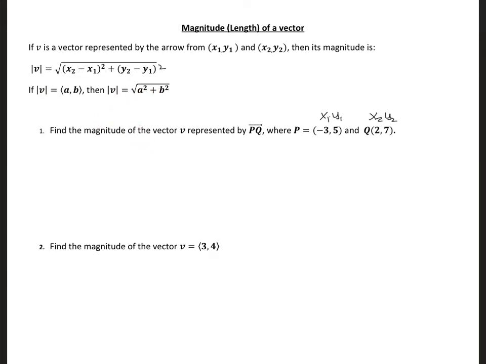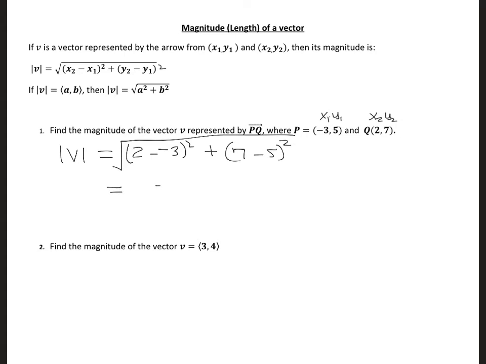So let's look at an example. Here we are given a vector v represented by PQ, where P is equal to that point and Q is equal to that point. We are going to find the magnitude of v. This is given by x2, which is 2, minus x1, negative 3, squared, and then I'm going to add y2, which is 7, minus 5, squared, and then I'm going to take the square root of that.